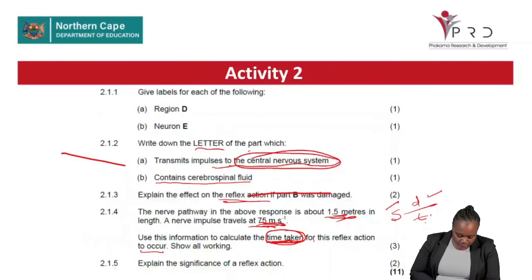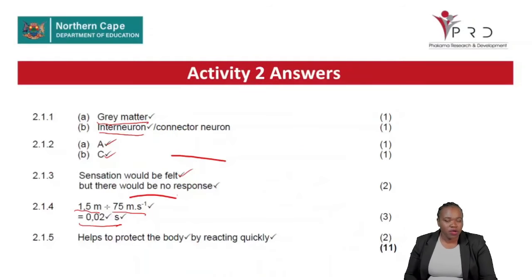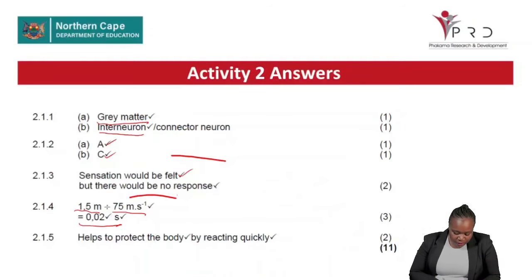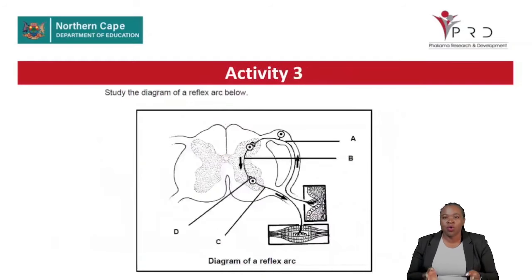Right. And then the last part here, it says, explain the significance of the reflex action. We have just spoken about that. We know that it helps to protect the body by reacting quickly. So it is very important for certain reactions to be very quick in order for the body to be protected from being harmed. Right. Okay.